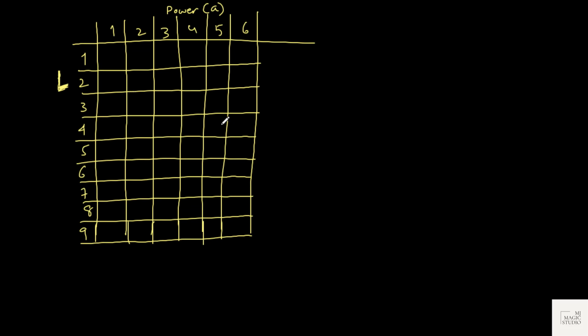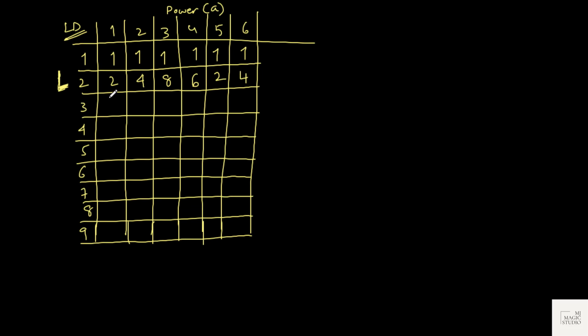So suppose these are L, the last digit, and the power, that is A. We just try to fill up this particular grid, the last digit table. 1 to the power 1, last digit is 1. 1 raised to any power, the last digit would always be 1. Now 2 to the power 1 is 2. 2 into 2, last digit 4. 4 into 2 is 8. 8 into 2 is 16, last digit would be 6. 6 into 2 is 12, last digit is 2. 2 into 2 is again 4.